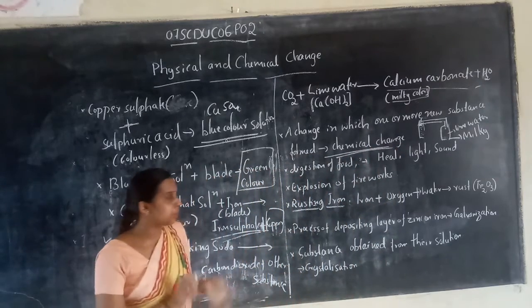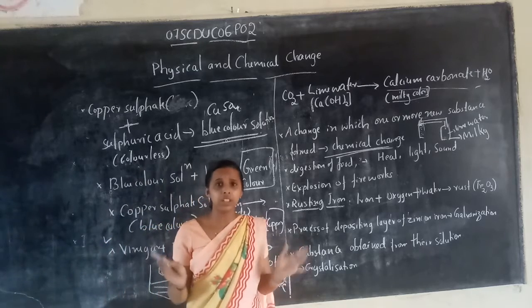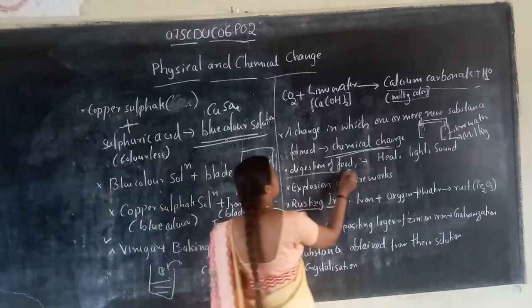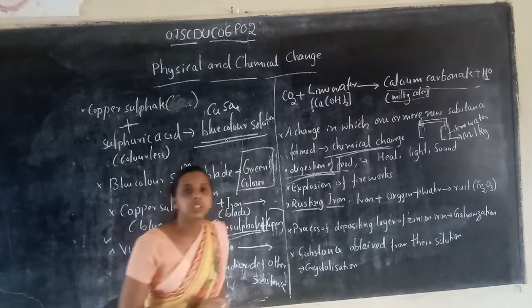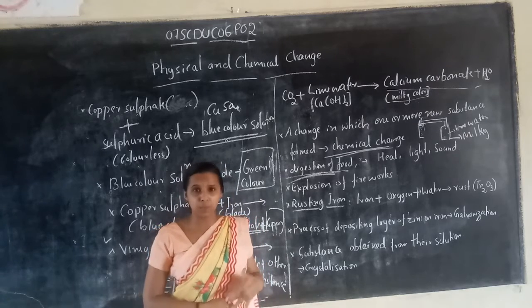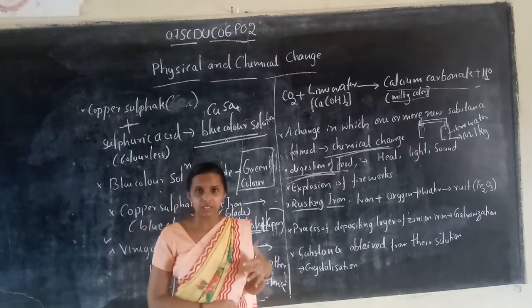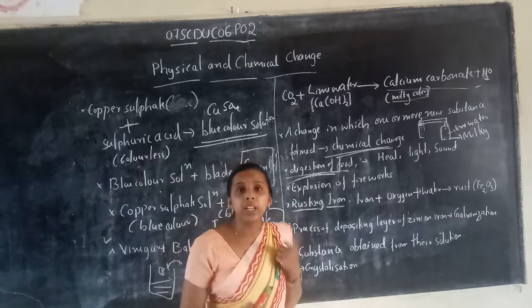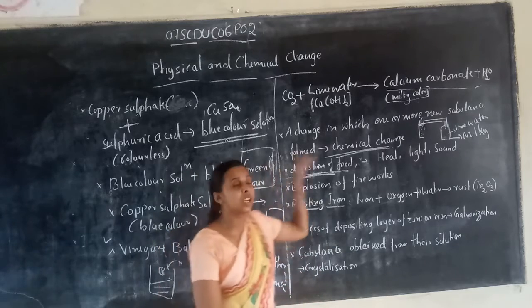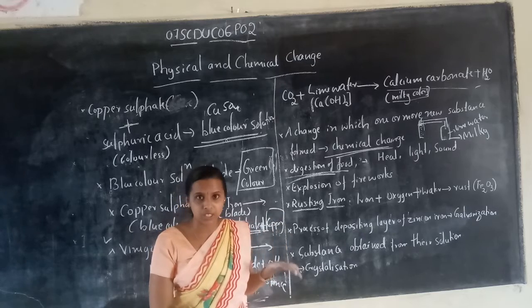So where does it occur naturally? These chemical changes occur all around us, in nature. For example, the digestion of food. When you feel acidity, you drink some water and some milk, right? So what is the meaning? A chemical reaction takes place, and when a chemical reaction takes place, it means chemical changes occur. So naturally also chemical changes occur.